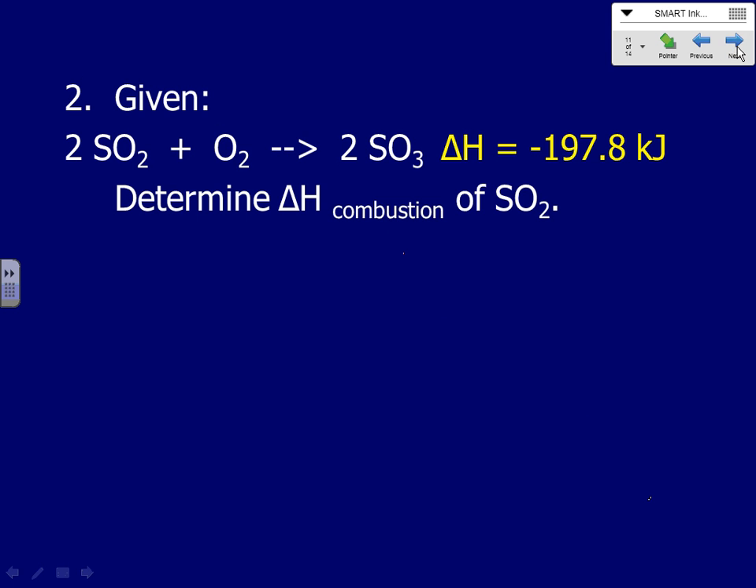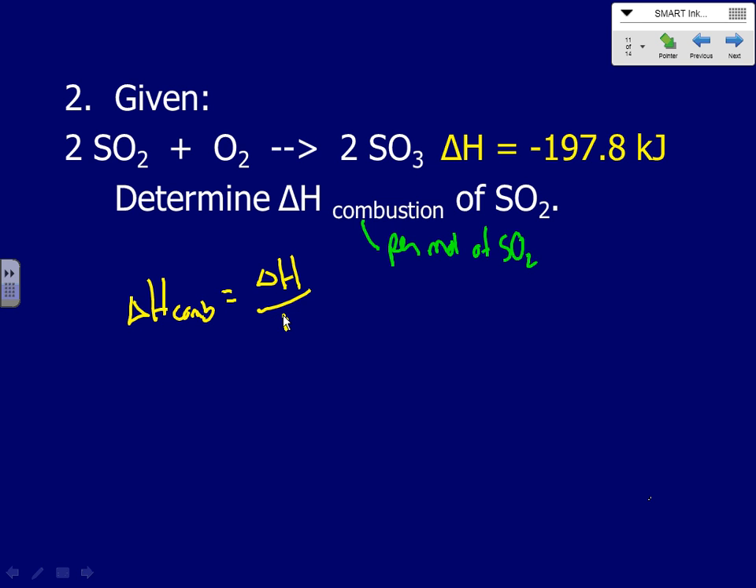All right, let's take a look at a couple more examples. Okay, here we've got now the reverse. Here's our reaction. Determine the delta H for combustion of SO2. So here we've got it combusting. It's reacting with the oxygen. Notice though, we want it per mole of SO2. That's what that little subscript means. Notice here I've got 2 SO2s. So in order to get the delta H of combustion, I'm going to take the delta H and I'm going to divide it by the number of moles.